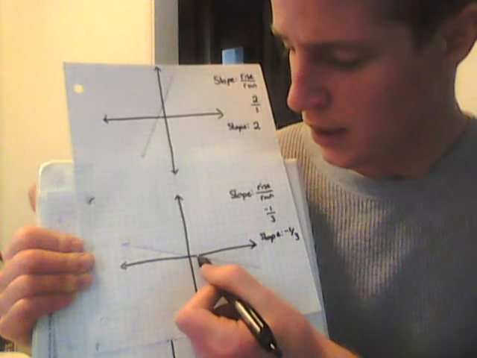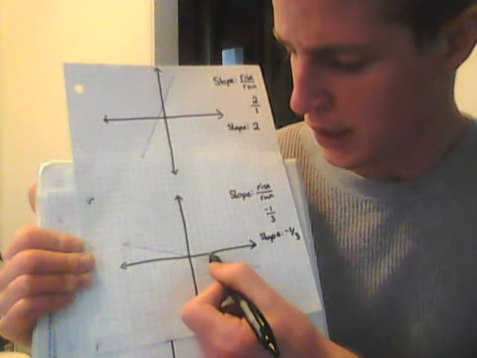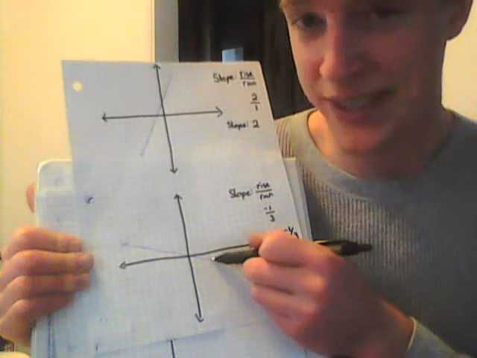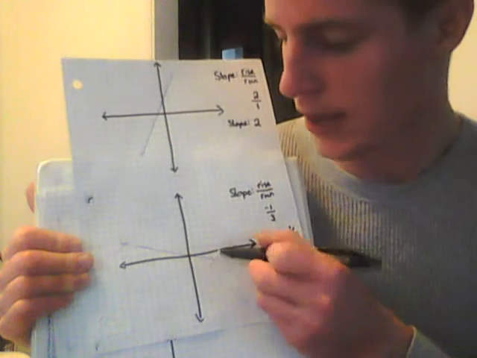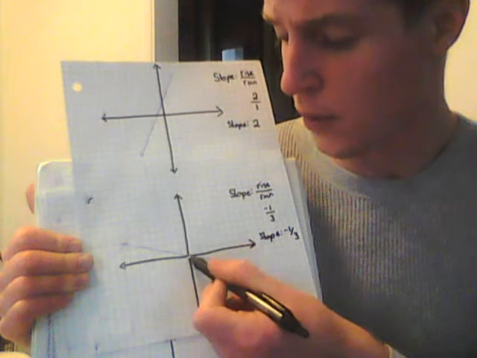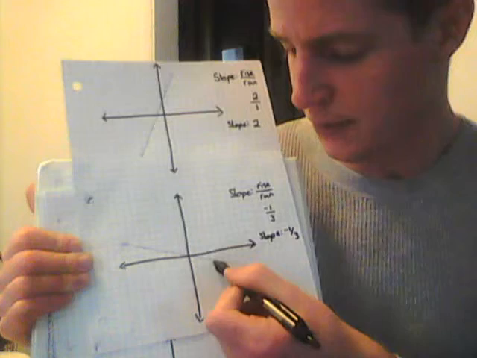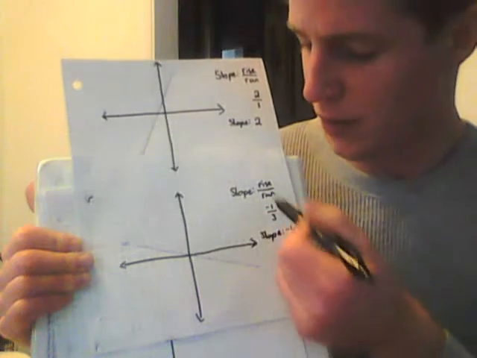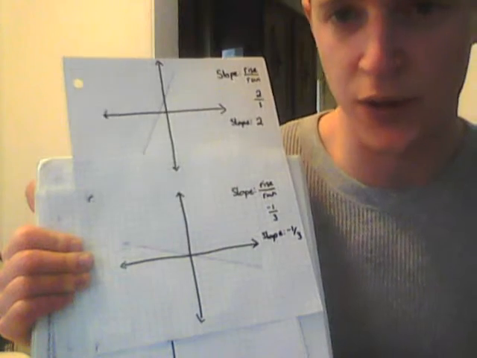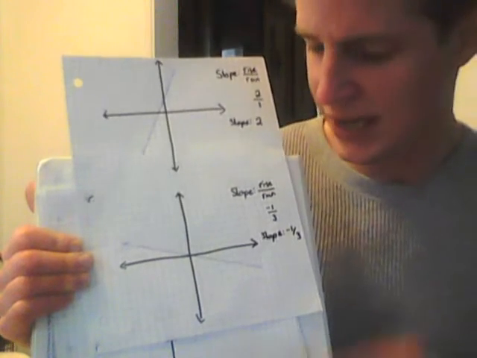Our run is going to be 1, 2, 3, and our rise is going to be 1 down. 1 down is going to be a negative rise. So our run is 3, our rise is negative 1. Rise over run, negative 1 over 3. Our slope is simply negative 1/3. That can't reduce, so we leave it at negative 1/3. Alright, so far so good.